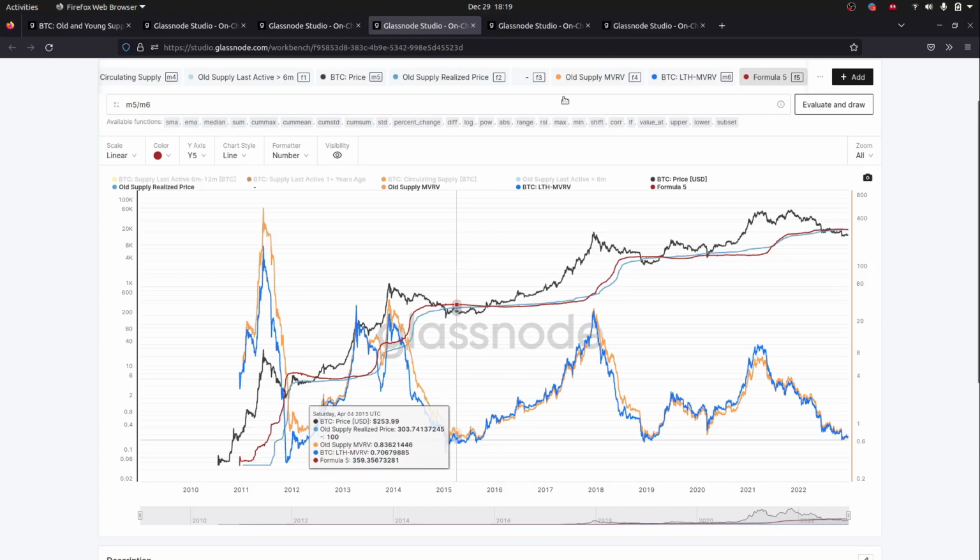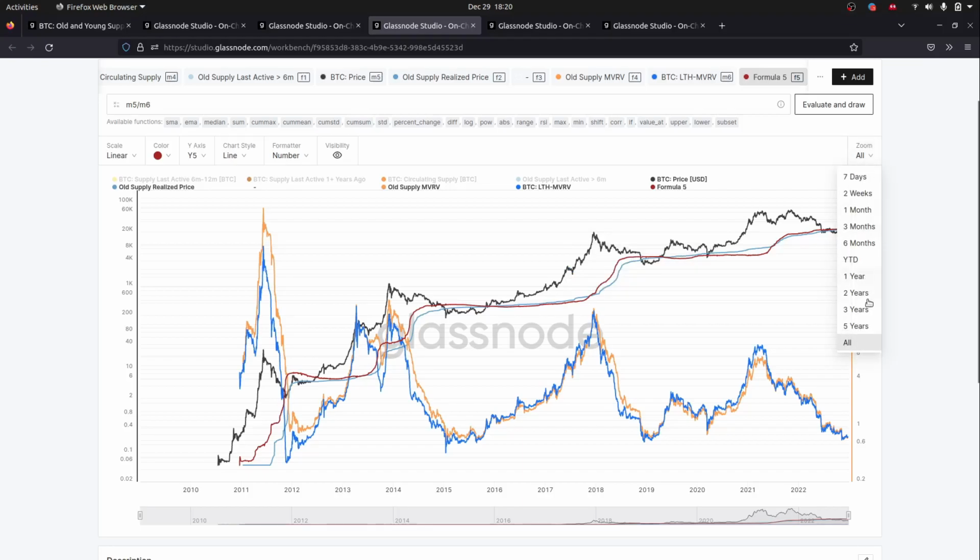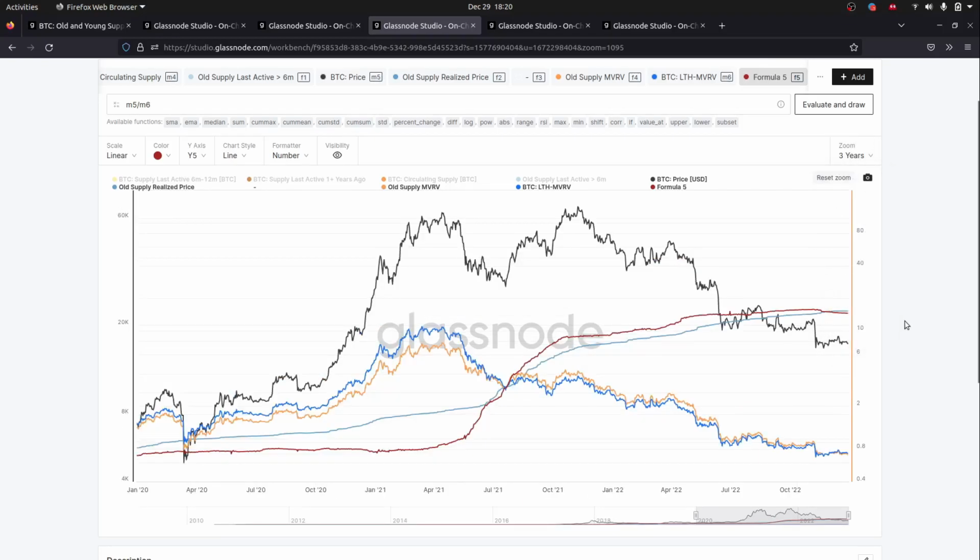So the orange one is old supply MVRV, the estimated or approximated version. The blue one is long-term holder MVRV. Not half bad, right? We're actually getting very, very similar numbers. Let's zoom into our current market cycle. And I mean, these realized prices are on top of each other.